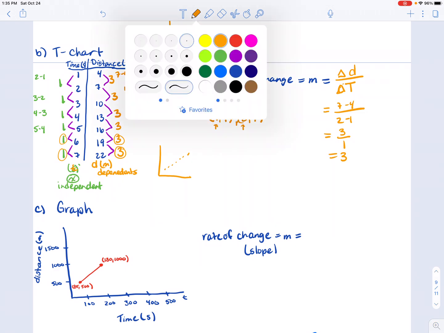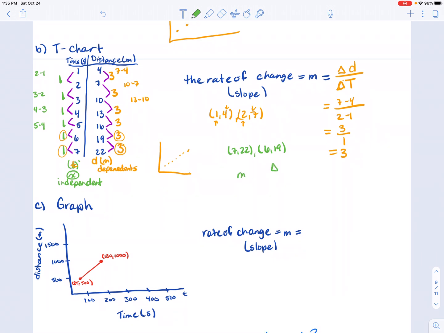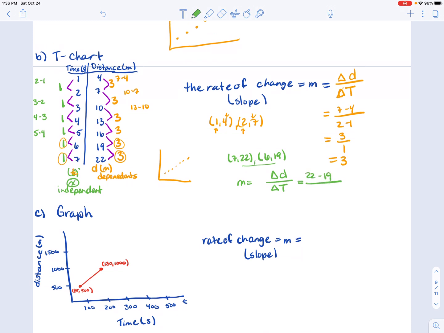Let's look at a different set of points. What if I picked 7 and 22 and 6 and 19? Will it be any different? Well, again, my m equals the change in distance over the change in time. So between these points here, I'm looking at 22 minus 19 over 7 minus 6, which again is 3 over 1.